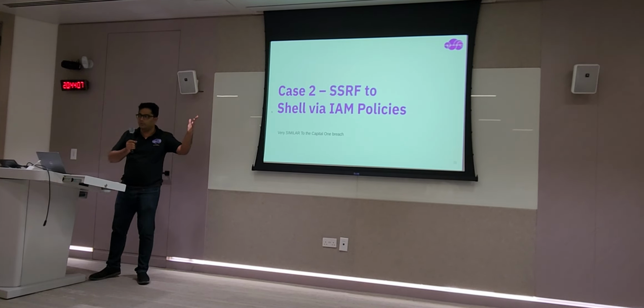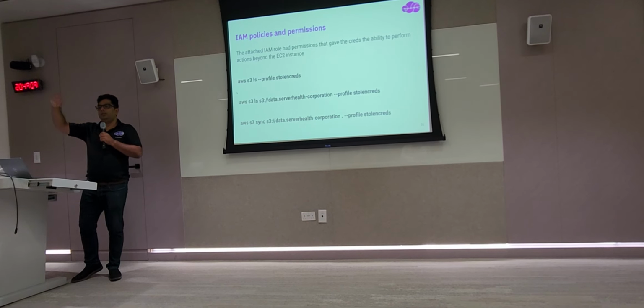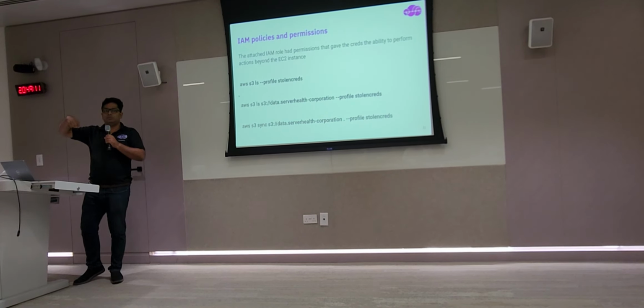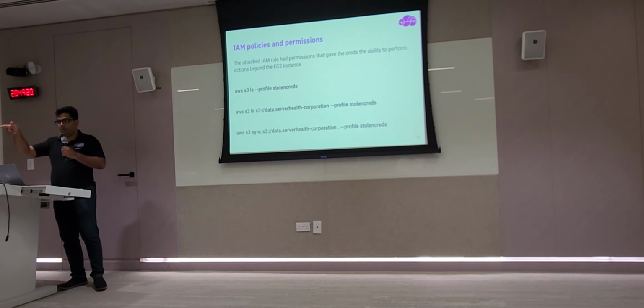I'm skipping the bit where we did the enumeration, like a bunch of tools available, but essentially the attached IAM role had permissions that gave the creds the ability to perform actions beyond the EC2 instance. And that's what the role permissions are designed for. You would require them to say, for example, if you had an application that would upload resumes to a website, right? And the website is actually taking the resumes and transferring them to an S3 bucket. How would the VM, the EC2 instance, write to the S3 bucket? Not using IAM hardcoded roles or credentials, but using an IAM role that has write permissions to an S3 bucket, to a specific S3 bucket. Right? That's even more hardening it, locking it down.